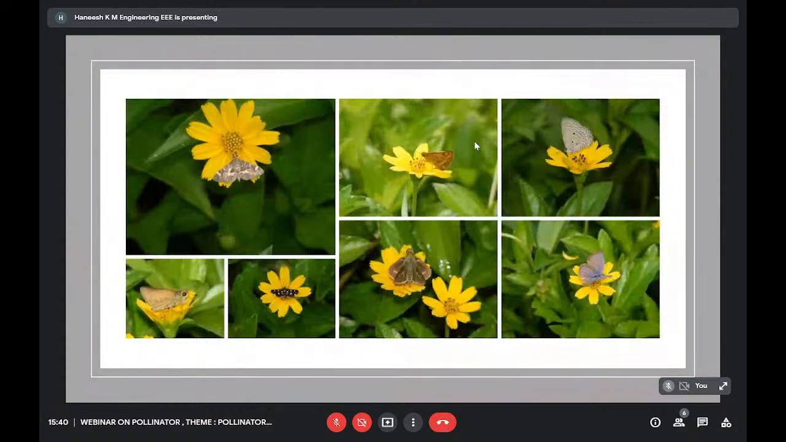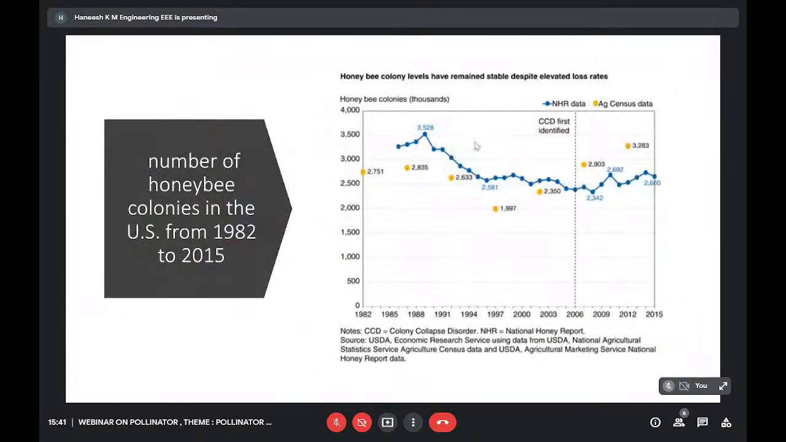Some more butterflies are nectaring on the same plant. It is known as the Singapore daisy, Wedelia indica. And there are some moths and some butterflies looking for nectar from that particular plant.